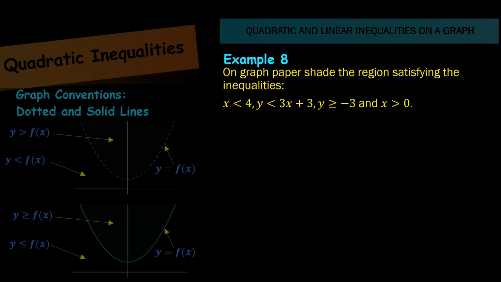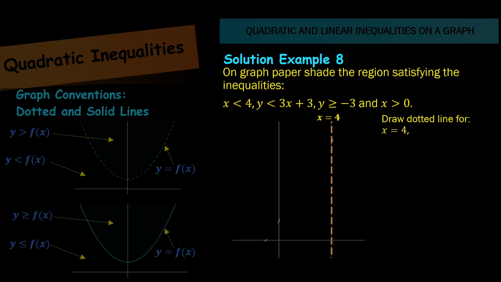So let's solve this. Begin by drawing the dotted line for x equals 4. Notice that we need to consider this because we are looking at the region x less than 4. Here we have another dotted line, y equals 3x plus 3. And again, we need to consider this because we need to consider y less than 3x plus 3.